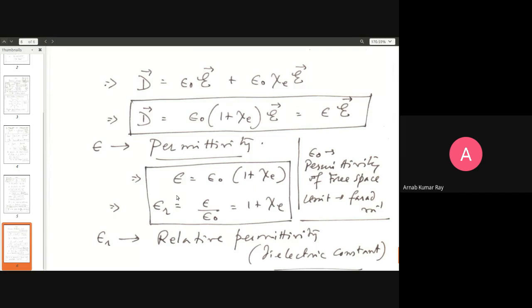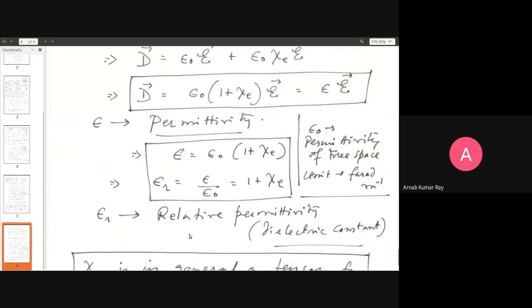And so epsilon R is known as the relative permittivity, which is also known as the dielectric constant. So epsilon R is equal to epsilon by epsilon naught, and that is equal to 1 plus chi E.